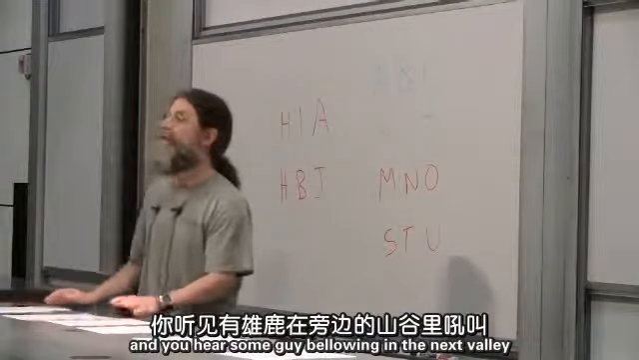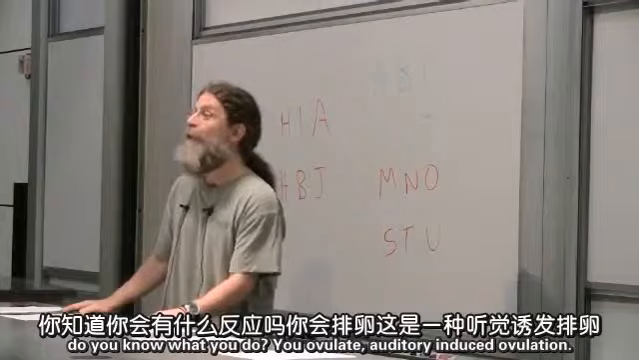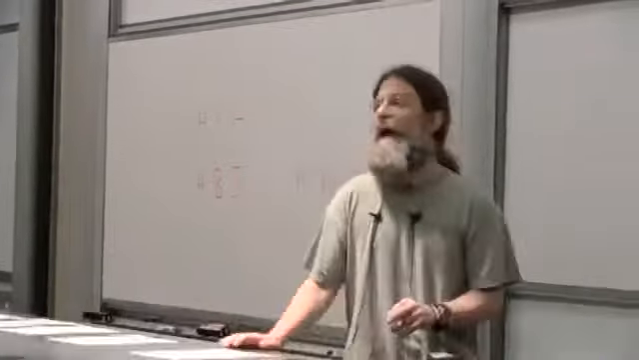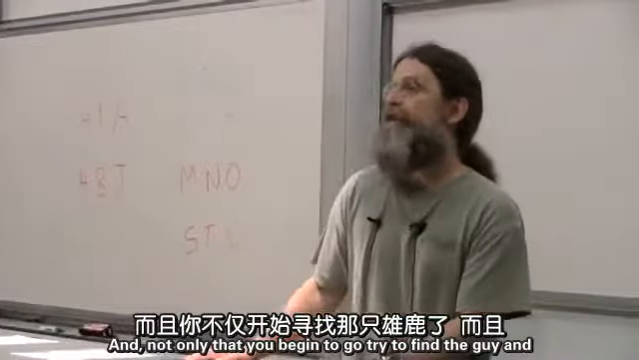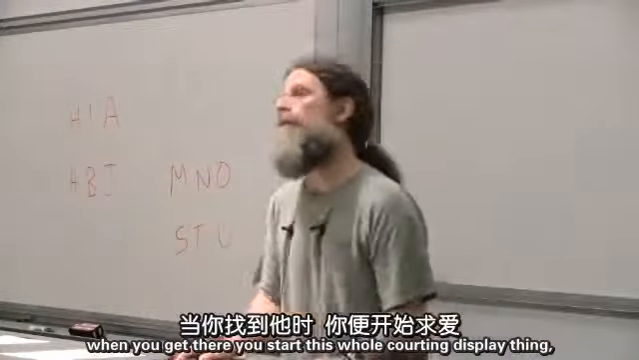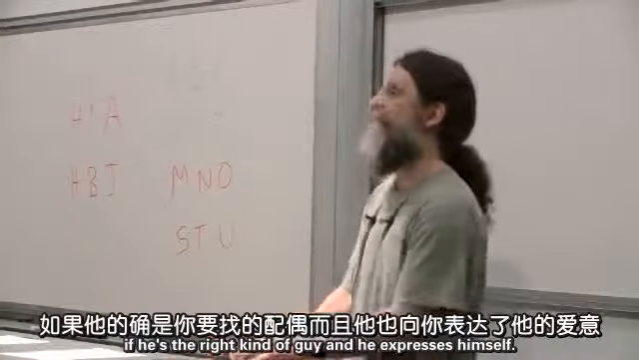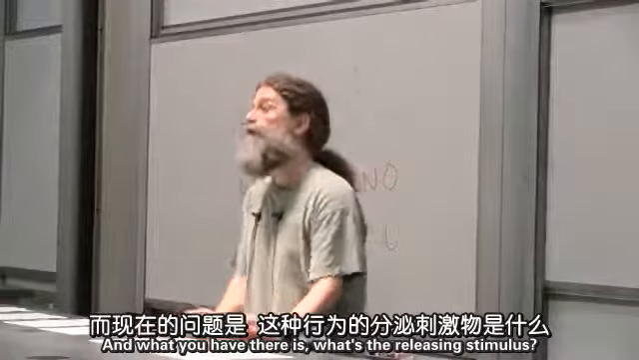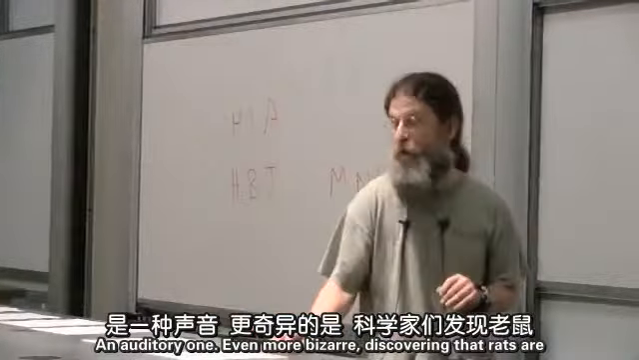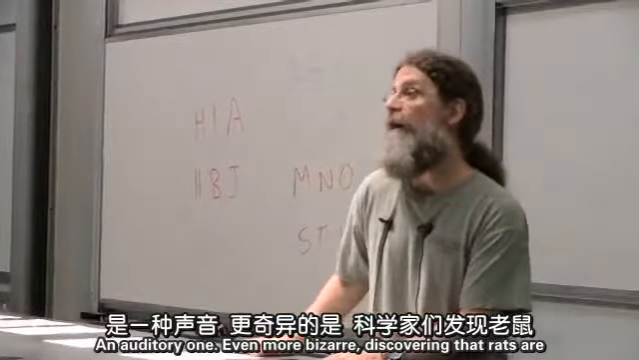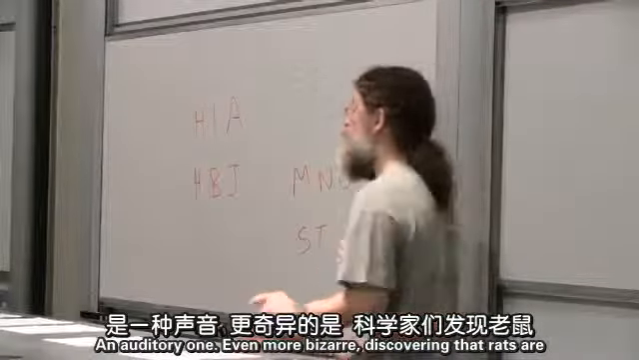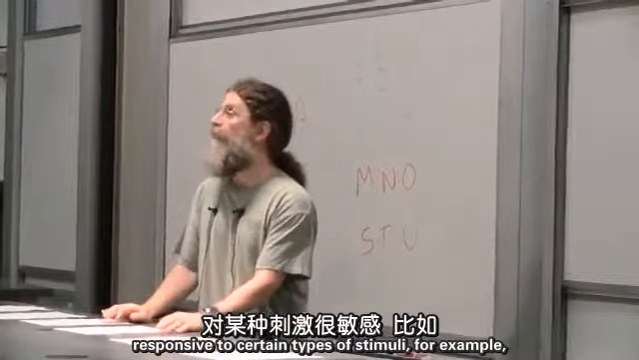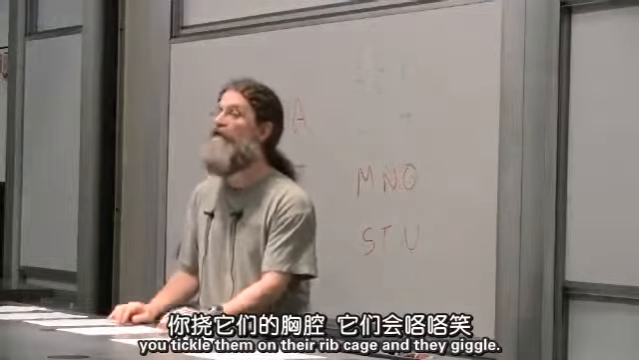some guy bellowing in the next valley, do you know what you do? You ovulate. Auditory-induced ovulation. And not only that, you begin to go try to find the guy, and when you get there, you start this whole courting display thing, if he's the right kind of guy, and he expresses himself. And what you have there is, what's the releasing stimulus? An auditory one. Even more bizarre, discovering that rats are responsive to certain types of stimuli. For example, you tickle them on their rib cage and they giggle.